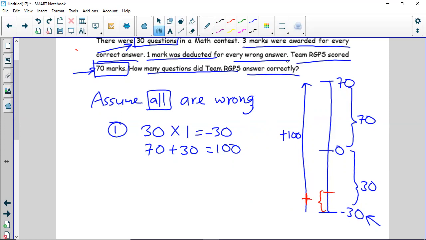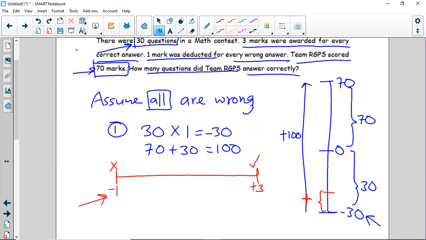Then the question is, how many more marks do you get if you replace a wrong answer with a correct answer? So you have a travelator. You always have the leaf and the travelator. So what do we put on the travelator? We put the wrong answer and the correct answer. So if you have a wrong answer, you minus 1. If you have a correct answer, you have to plus 3, right? So again, you are at the wrong place. So where are you? You are over here because you assume they all are wrong.